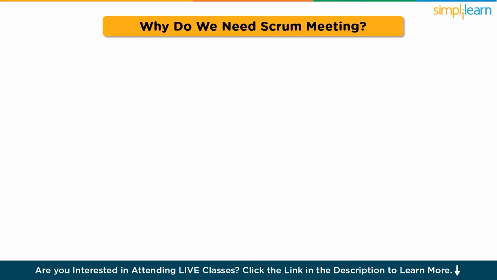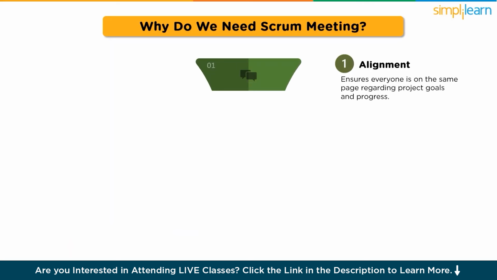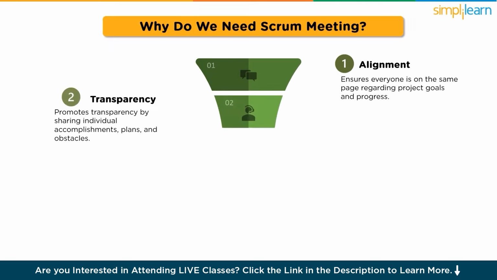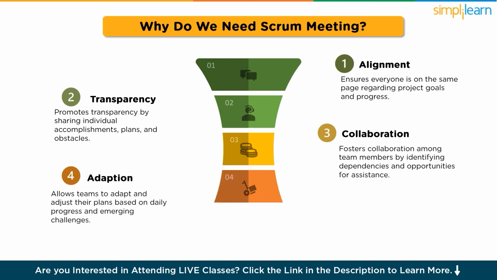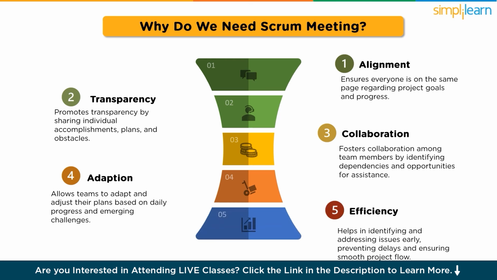Why do we need Scrum meeting? Alignment. Ensures everyone is on the same page regarding project goals and progress. Transparency. Promotes transparency by sharing individual accomplishments, plans, and obstacles. Collaboration. Fosters collaboration among team members by identifying dependencies and opportunities for assistance. Adaptation. Allows teams to adapt and adjust their plans based on daily progress and emerging challenges. Efficiency. Helps in identifying and addressing issues early, preventing delays and ensuring smooth project flow.